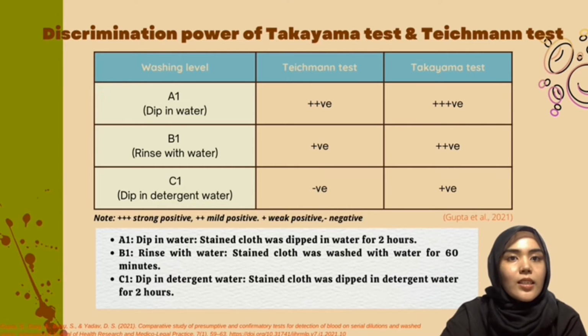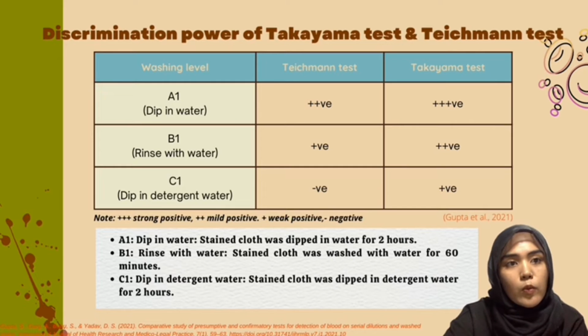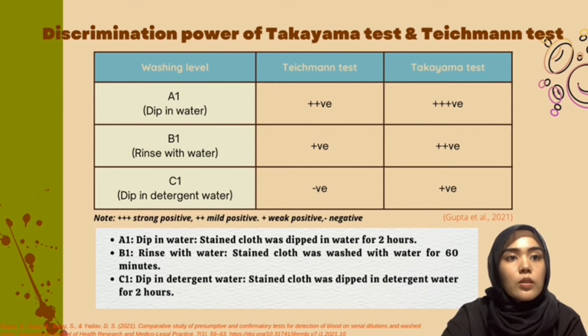In this study, the confirmatory tests were performed on washed bloodstained fabric, and fresh blood was poured uniformly on cotton fabric to make a bloodstain. Those fabrics were kept drying for 10 days. After the cloth was dried, it was washed using various washing steps. Firstly, A1, the stained cloth was dipped in water for 2 hours. Secondly, B1, the stained cloth was washed with water for 60 minutes. Last but not least, C1, the stained cloth was dipped in detergent water for 2 hours.